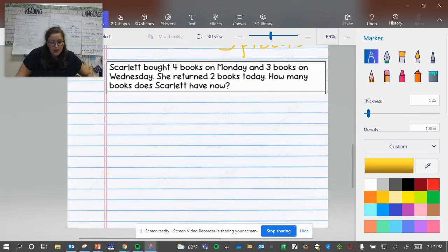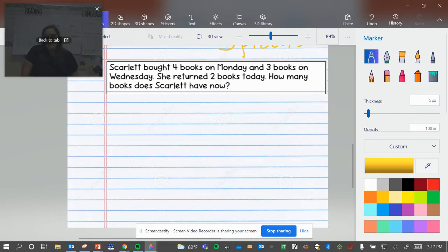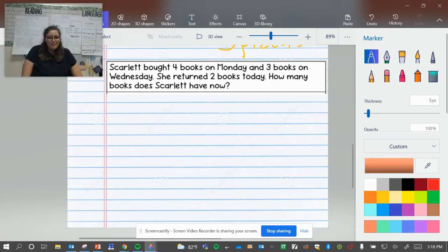Okay. Scarlett bought 4 books on Monday. Oh my gosh, squeaky chair. And 3 books on Wednesday. She returned 2 books today. How many books does Scarlett have now? You see some numbers and labels I need to circle? I do. What do you see? 4 books. What else do you see? 3 books. And 2 books, right?